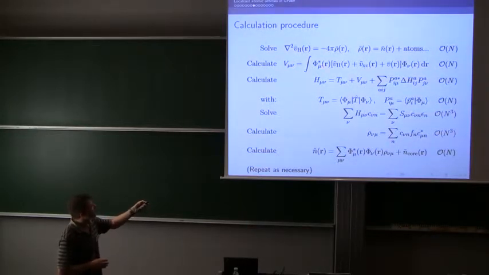Since these functions are localized, this basically scales with the system size. This only has to be evaluated in those regions of space where these functions are different from zero. The next step is to construct a Hamiltonian basis from the kinetic matrix elements of the basis functions, and the matrix we just calculated, and some atomic corrections. This is basically an order n.